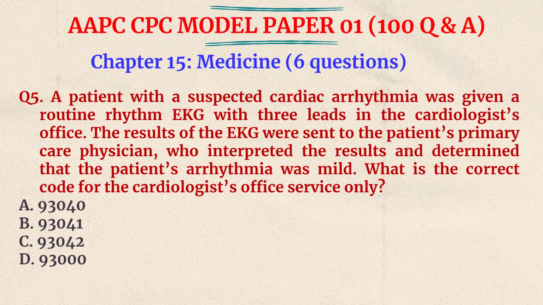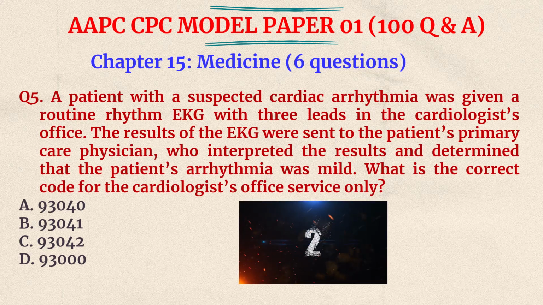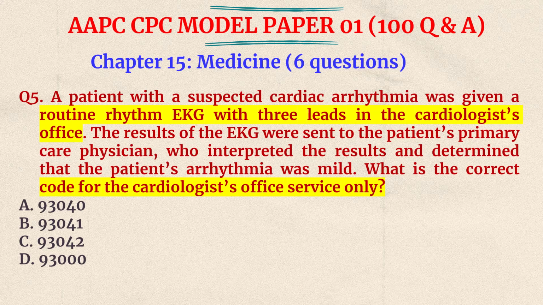So there are 4 codes available. Those are adjacent codes. So please take your CPT code book and find the answer. 3, 2, 1. Okay, in this case, you have to highlight this is a routine rhythm EKG with 3 leads in the cardiologist office. The question is the code for the cardiologist office service only. So there are 2 physicians involved. First one is the cardiologist office physician. The other one is who interpreted the results. But the question is asking only for the cardiologist office service.